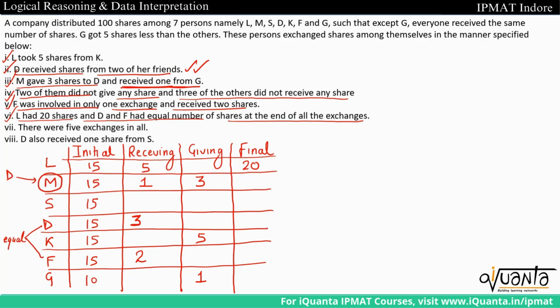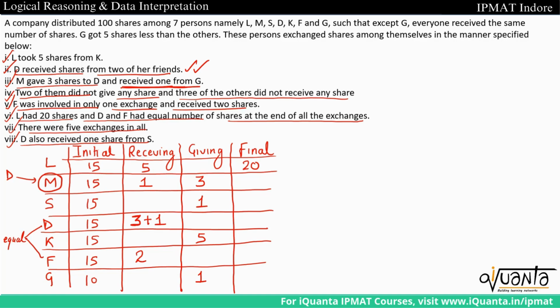Then the seventh point is there are 5 exchanges in all. Eighth is D also received 1 share from S. So D is also receiving 1 share from S. So we'll just add 1 share to D and S will be giving 1 share. So now let us try to fill the table.